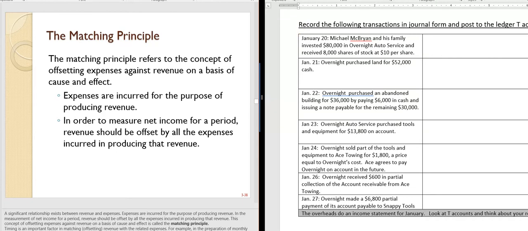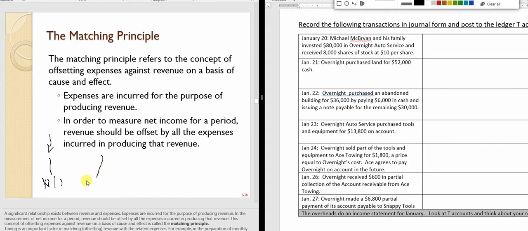Here's a good example that I usually use in class. Let's say that on October 1st, I decide I'm going to fly home for Christmas. On October 1st, I buy the airline ticket. I'm going to fly home for Christmas on December 15th. Let's say the airline ticket is $500. And I'm going to fly back to school on January 15th. Here's the question.